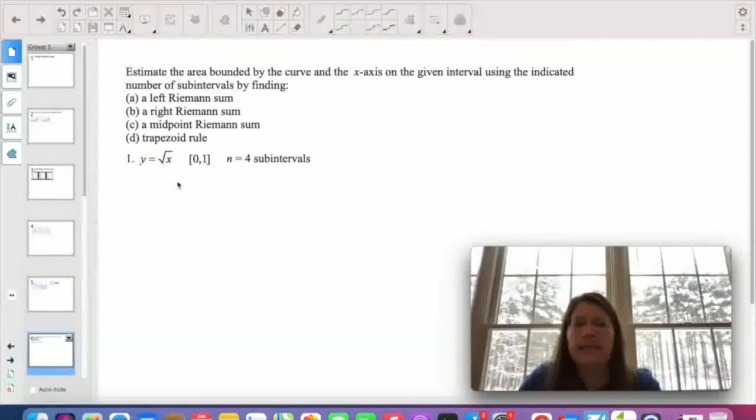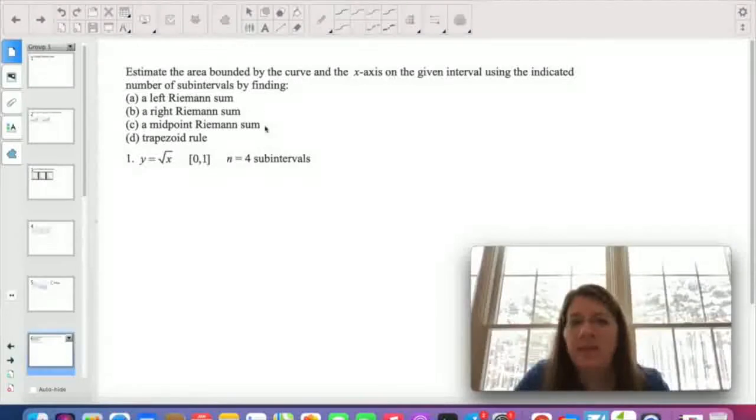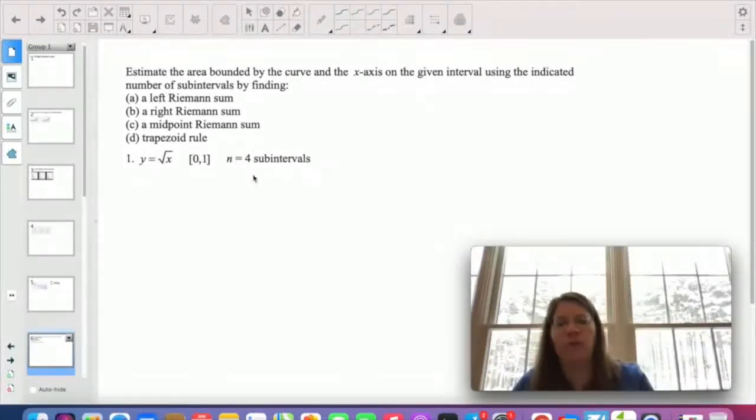So we're going to take this to the whiteboard, and in today's video we're going to do the left Riemann sum. The next video we do will be the right Riemann sum and the midpoint Riemann sum, and the video after that will be on the trapezoid rule and finding the area under the curve. And you'll see how all of these Riemann sums relate to each other over the next several days.